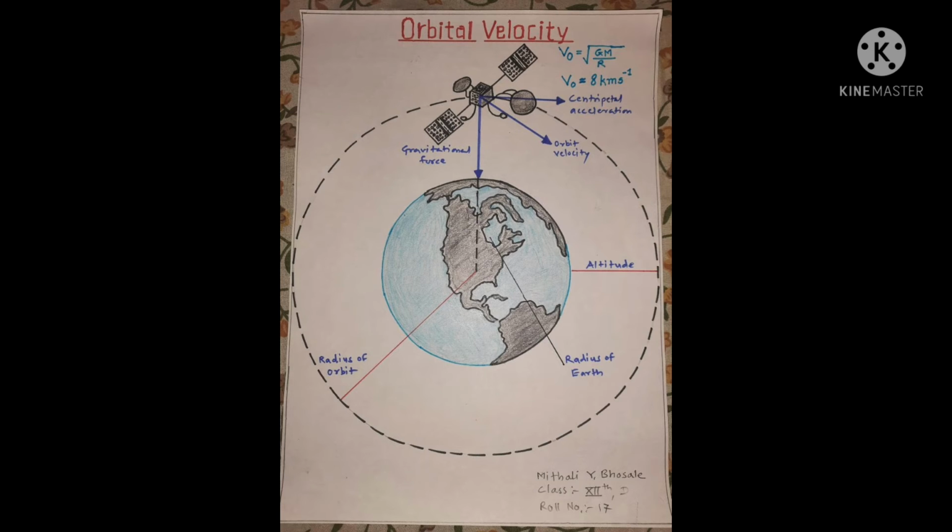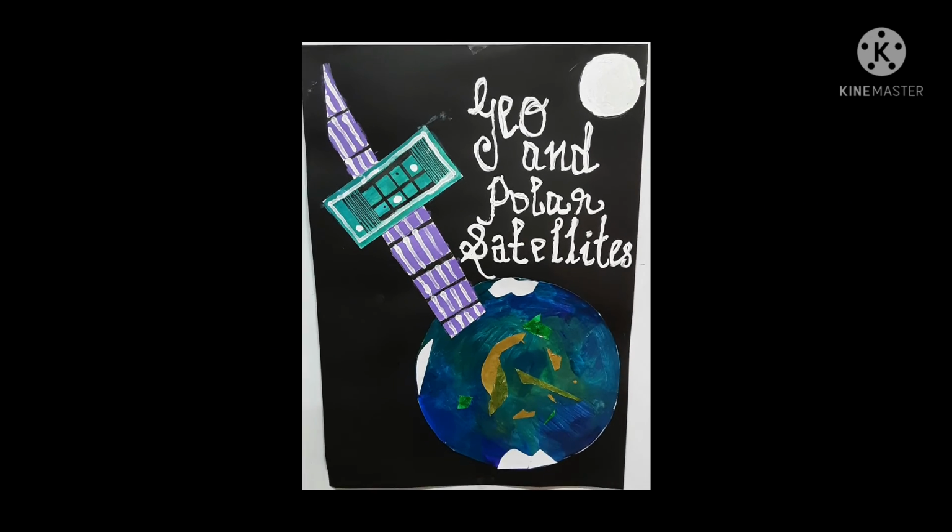Now when the orbital speed of the satellite is taken close to the surface of the Earth, r is approximately equivalent to the radius of the Earth, capital R, and therefore v0 equals under root GM upon R, and the value of orbital velocity equals 8 km per second on the surface of the Earth.